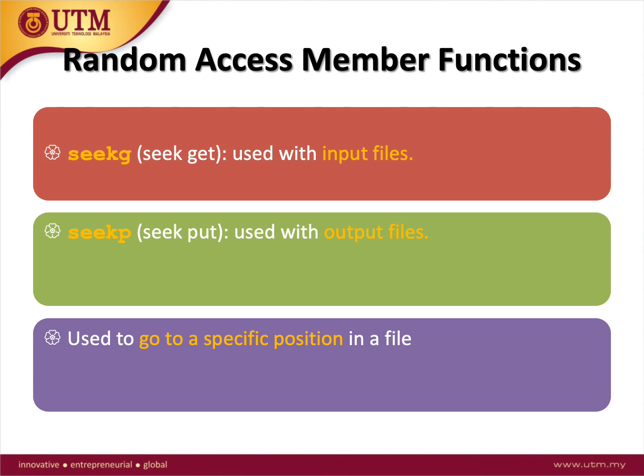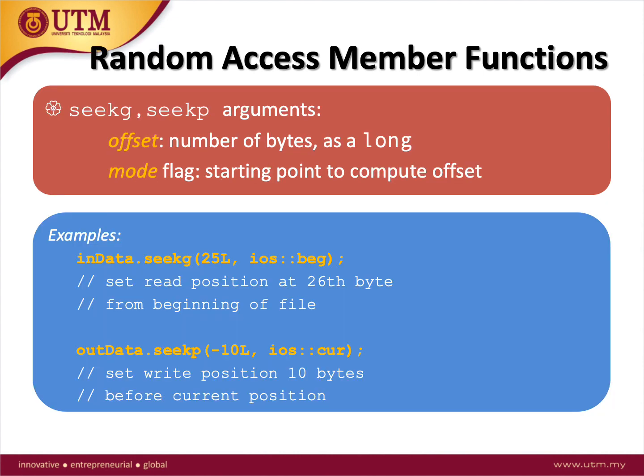We have seekg, used with input files, and seekp, used with output files, to go to a specific position in a file. This is how you should code it if you want to use the seekg and seekp arguments. The offset is the number of bytes. The mode flag is the starting point to compute the offset.